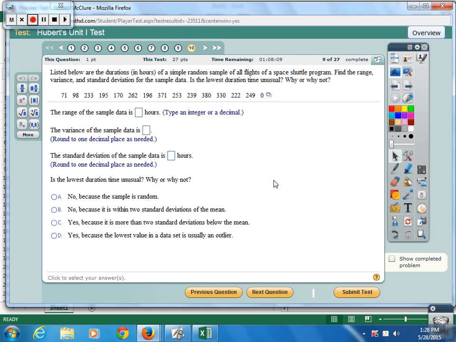I don't really care about the variance. The only two things I care about are the mean and the what? Standard deviation. But go ahead and find what they're asking for, because that's what they want. I'm going to go through and find everything for you so you'll have it in your notes. We're going to do it on the spreadsheet.